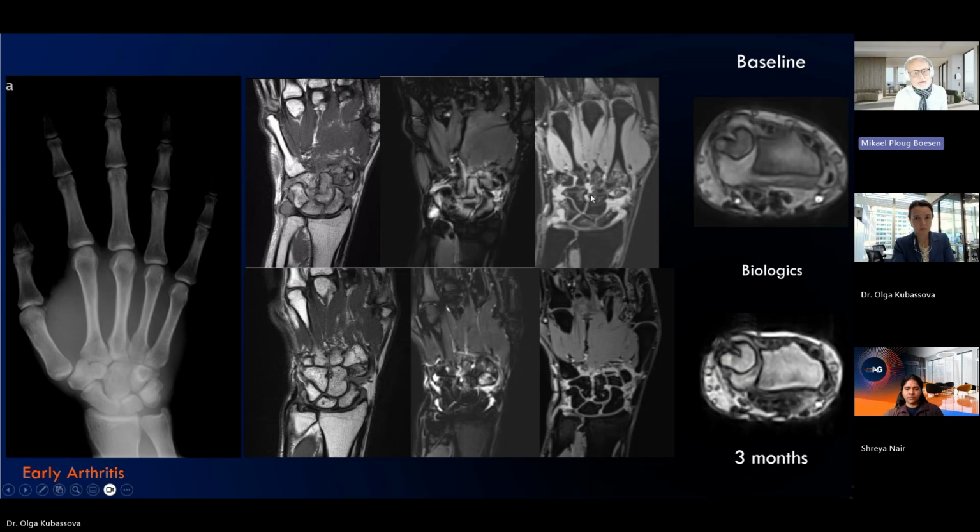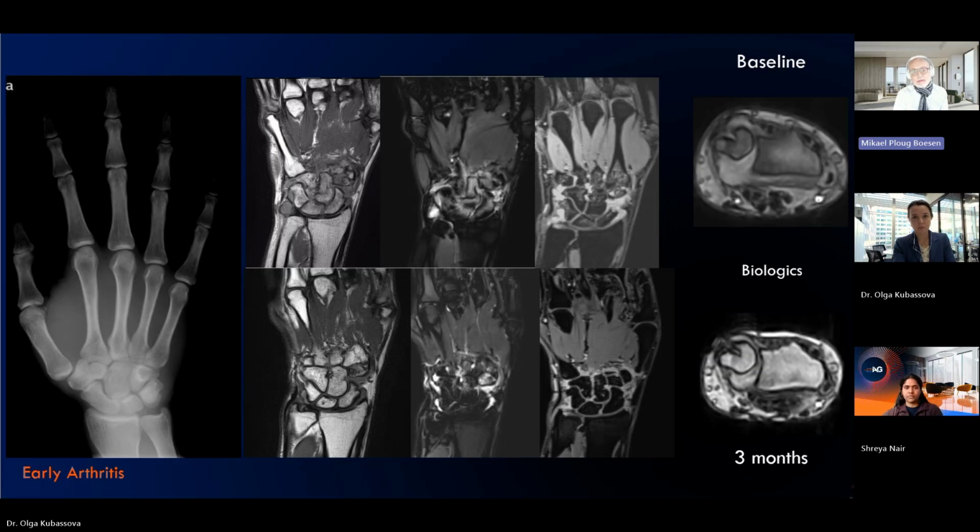But anyway, on that, you can see that the bones in the wrist are bright. Almost all the bones in the wrist are bright, meaning that they have bone marrow edema. And we know from histology studies that this represents true inflammation inside the bone. So there are some lymphocytes and macrophages inside that bone. So it's inflammation in the bone.